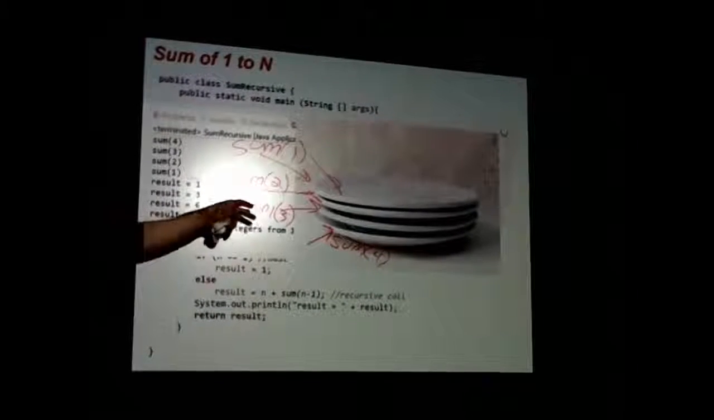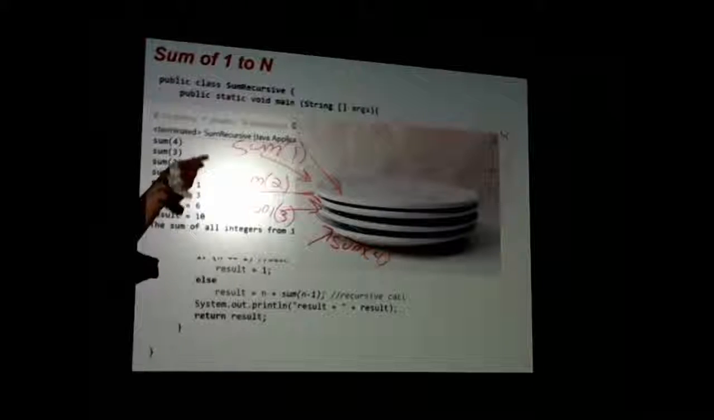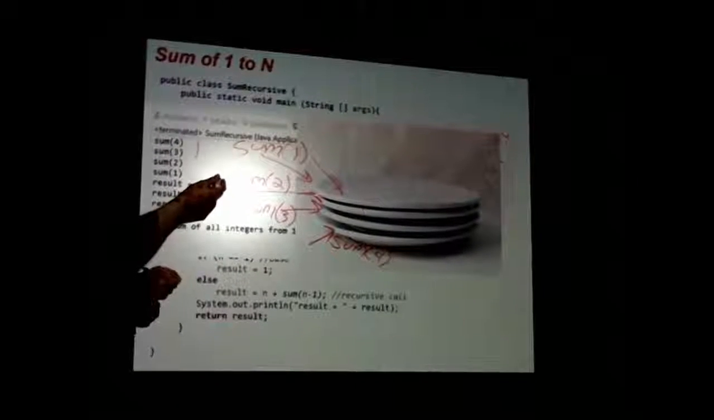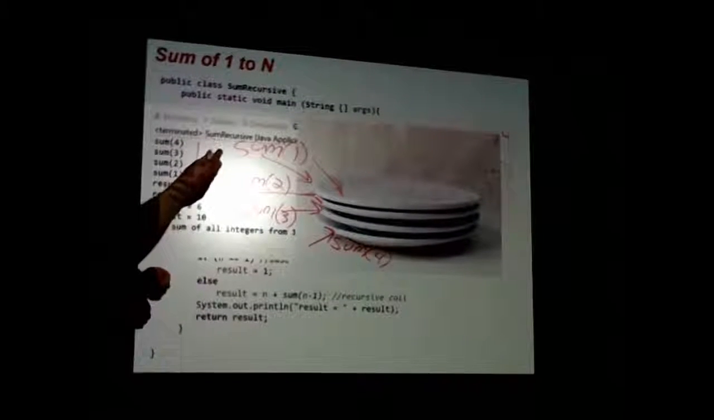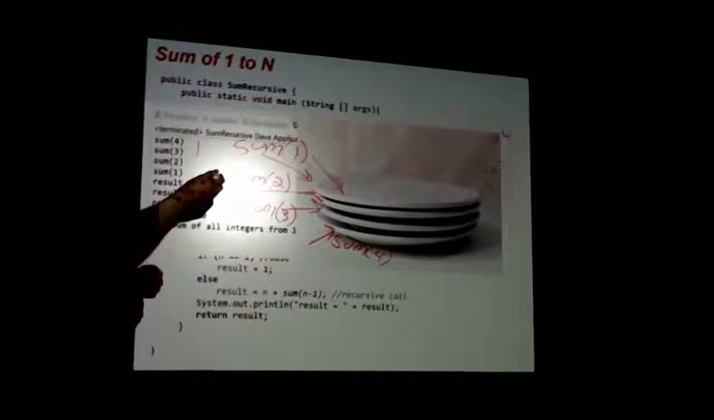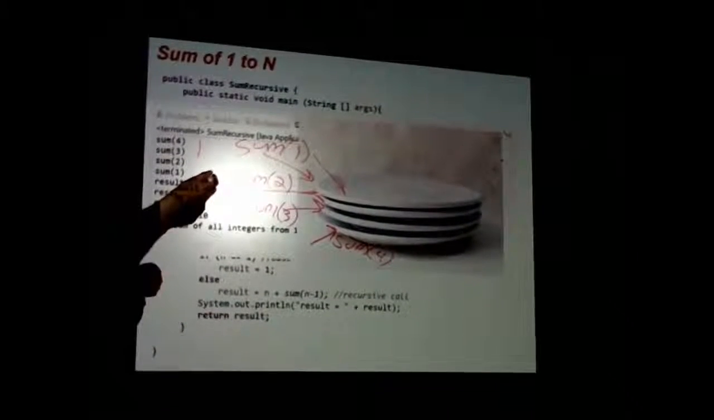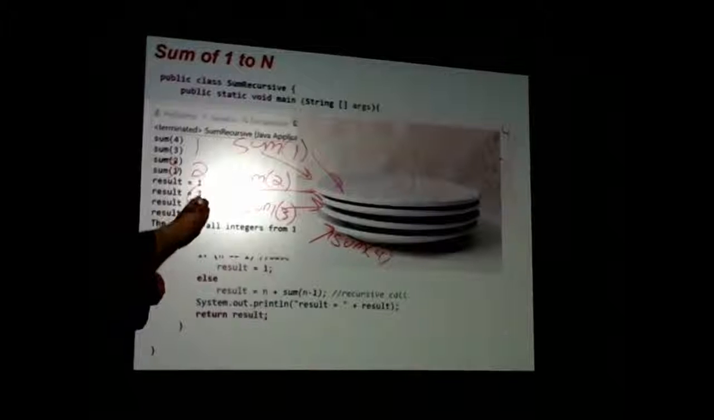These are all stuck in memory, and then the compiler just adds them up together. Sum of 1 is 1. Sum of 2 is sum of 1 plus 2, so that is 3. Sum of 3 is 3 plus 3, which is 6, and then sum of 4 is 6 plus 4, which is 10.